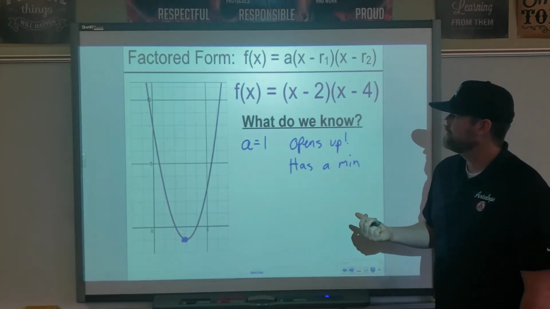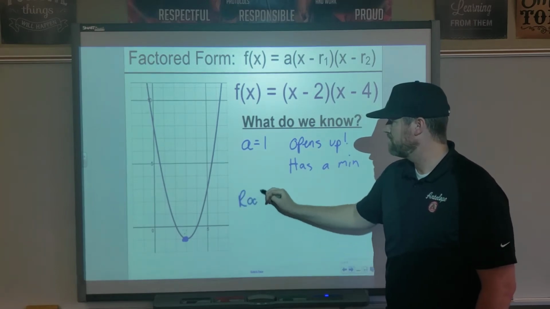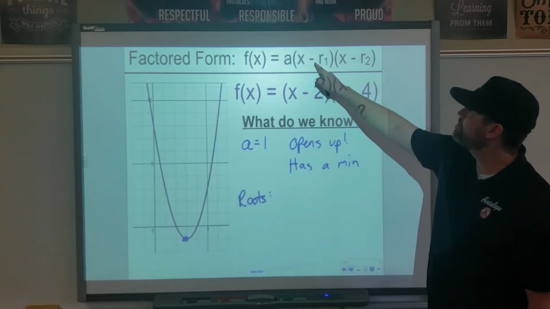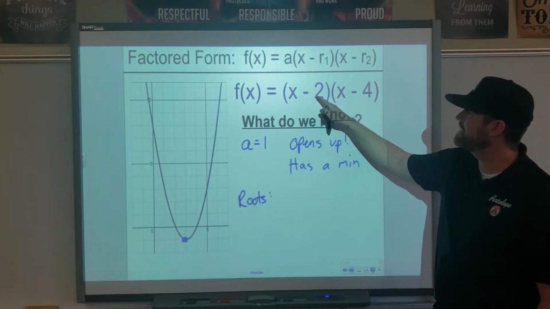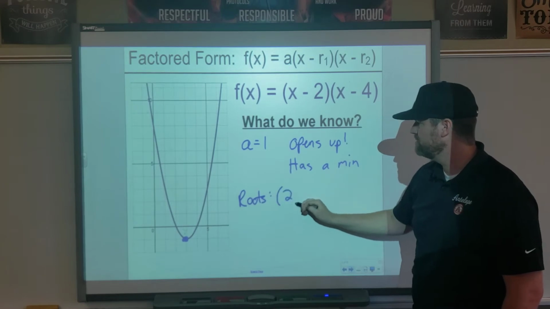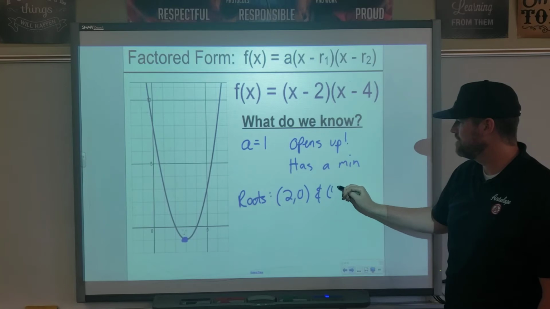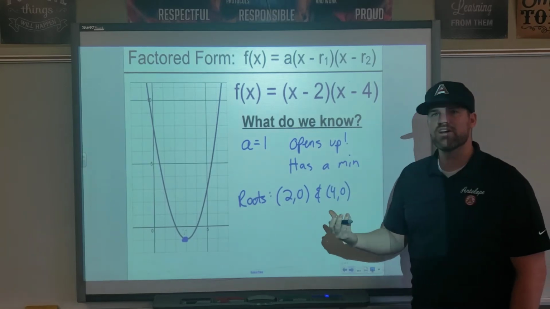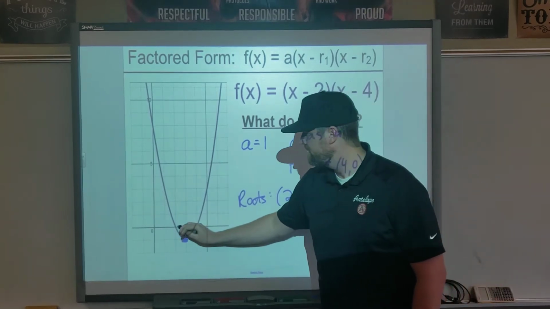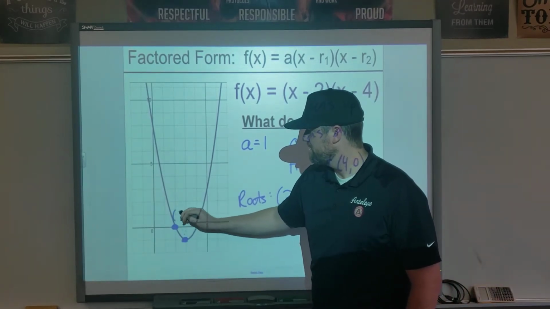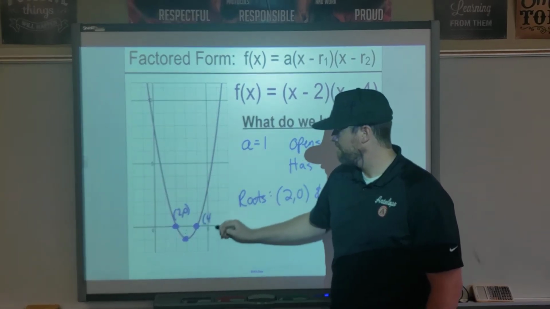The second thing factored form tells me is the two roots. So I know that the roots are going to be the opposite of the number here and the opposite of the number there. So the opposite of negative 2 is positive 2, and the opposite of negative 4 is positive 4. So I know that my two roots, or x-intercepts, are positive 2 and positive 4, which if I look at the graph, this point right here is (2, 0), and this point right here is (4, 0).